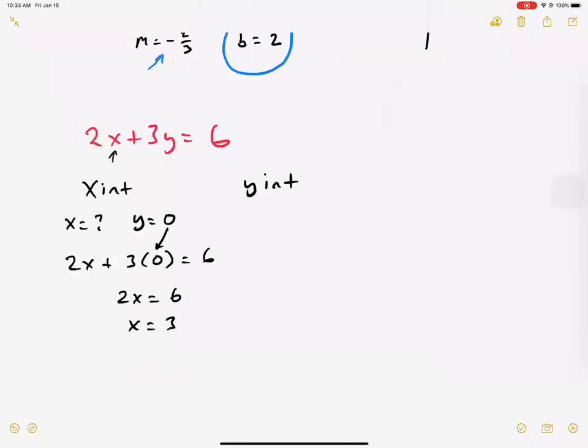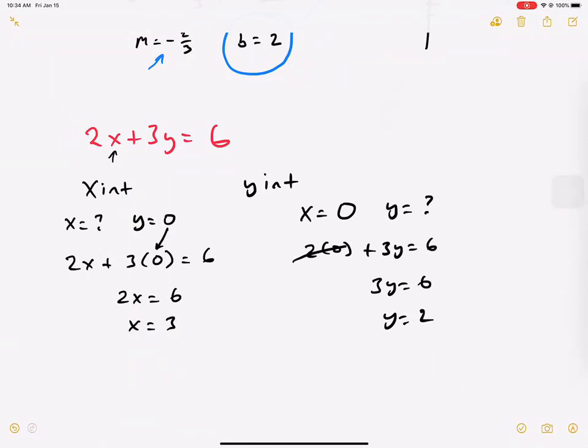On the right side, if I'm looking for my y-intercept, what is y when x is 0? So we can plug it in. 2 times 0 plus 3y equals 6. This cancels out to become a 0. 3y is equal to 6. y has to be 2 because 3 times 2 is 6. All right, I'm cool with that.